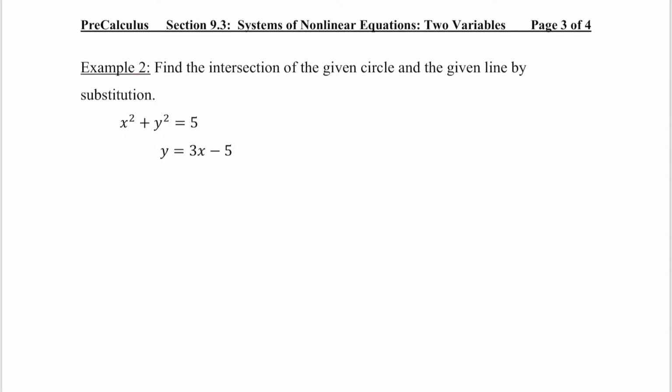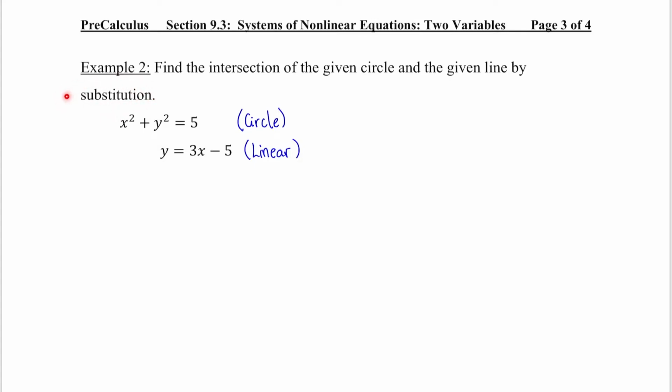Example 2. Find the intersection of the given circle and the given line by substitution. I have two equations, x squared plus y squared equals 5, and y equals 3x minus 5. The first equation is a circle, and the second equation is a line. In this question, they asked me to use the substitution method to solve for the system.